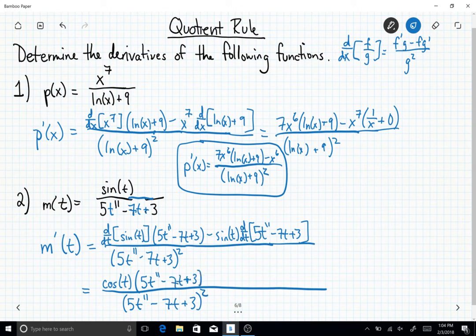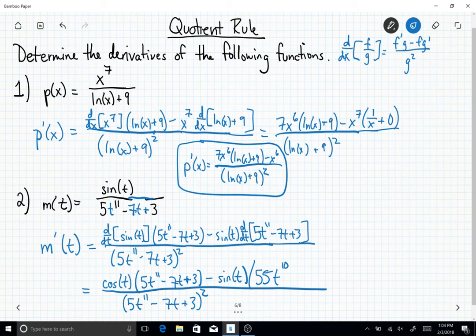And so we'll move a little bit quicker. If not, you can always slow me down. Just let me know. So sine of t, derivative of 5t to the 11th. Remember, 5 is a constant, so we're just worried about the t to the 11th. Use the power rule. That's 11t to the 10th power. So 5 times 11 makes 55, and then we have t to the 10th power.